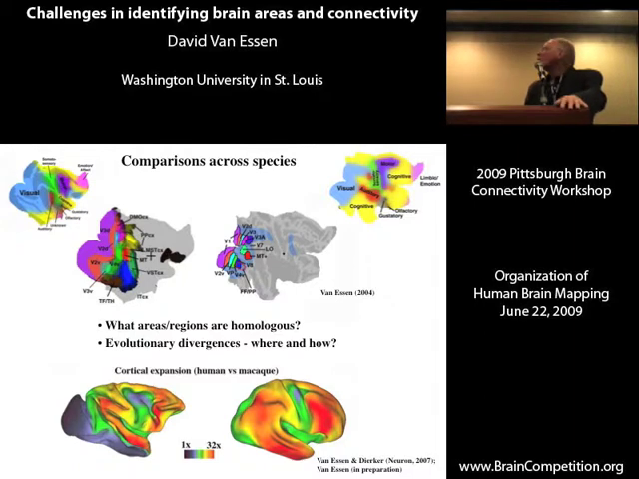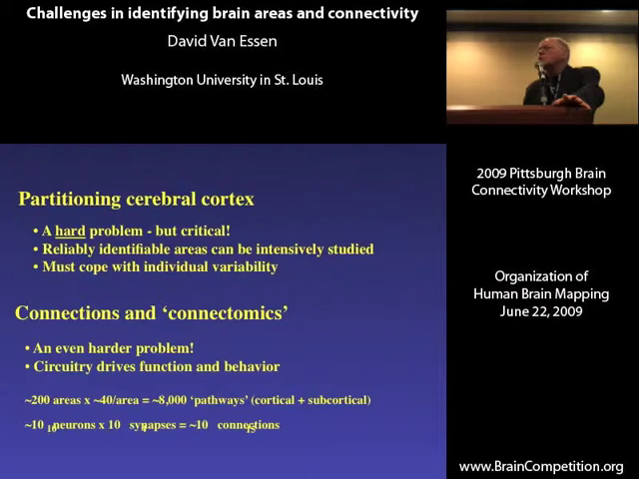So finally, to summarize, partitioning cerebral cortex is a really hard problem to this day. It's absolutely critical to take us to the next level of understanding brain function. When we have reliably identifiable areas in individual subjects, it'll be possible to intensively study their function and organization in very informative ways. The analysis of connections and the nascent field of human connectomics poses even greater challenges. We have to recognize it, but it's equally critical. It's circuitry that drives our functions of the brain and our behavior.